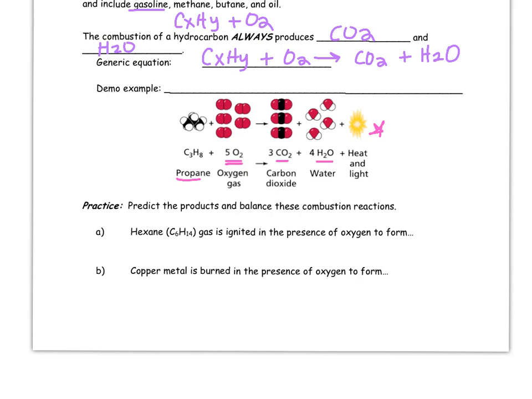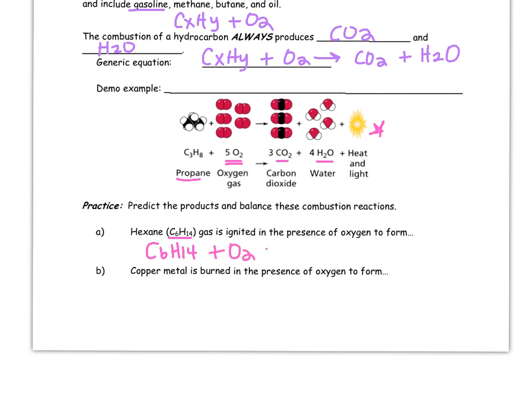That's why we like burning of the fossil fuels and whatnot. Okay, so let's look at a couple examples. So we've got hexane. So hexane is C6H14. That's a hydrocarbon. So C6H14, I see that, I'm like, oh, hydrocarbon burns with oxygen or ignited, right?